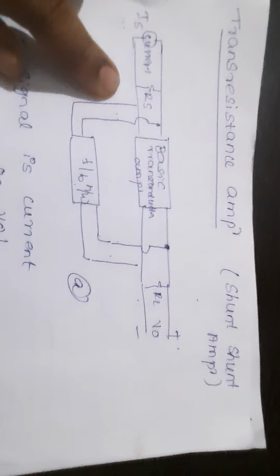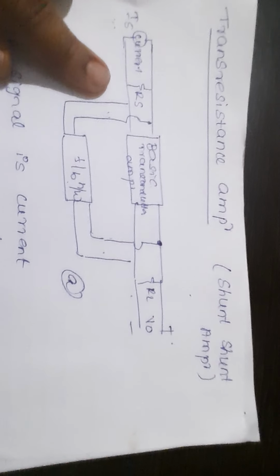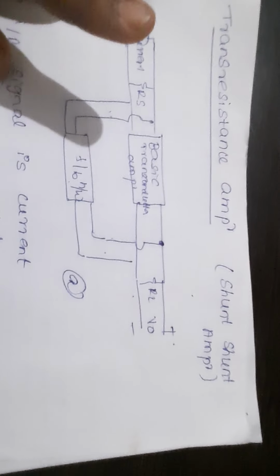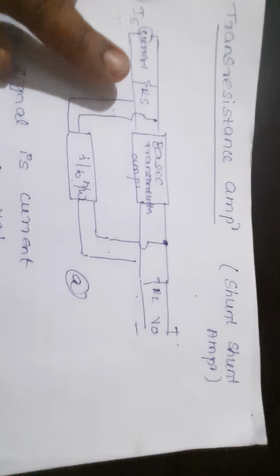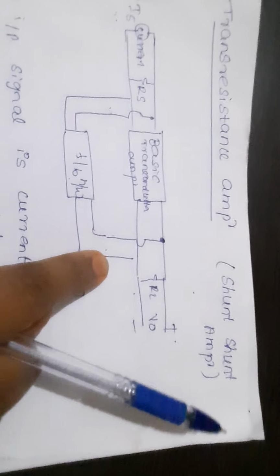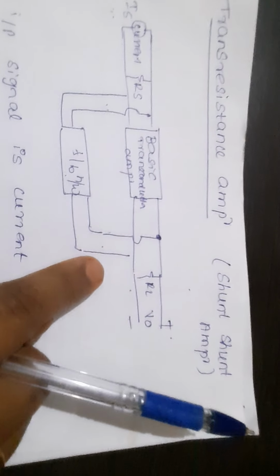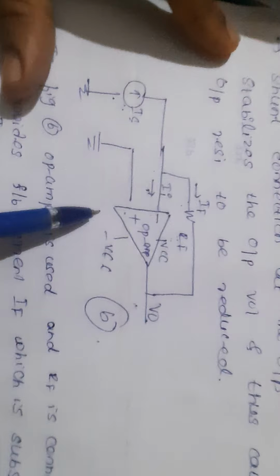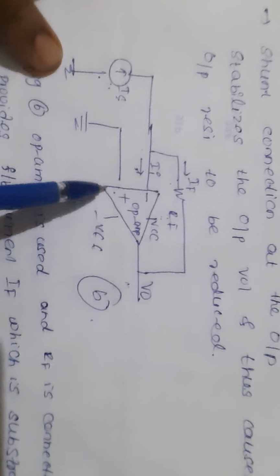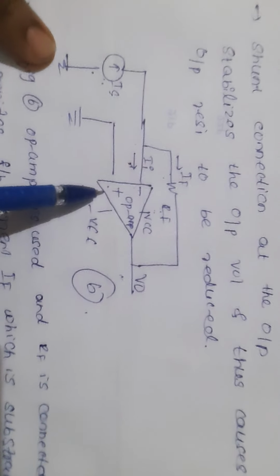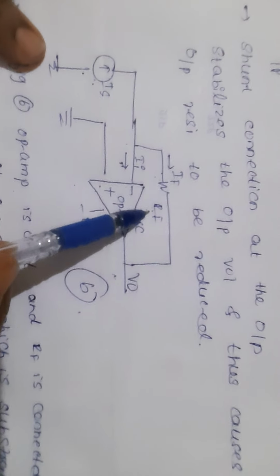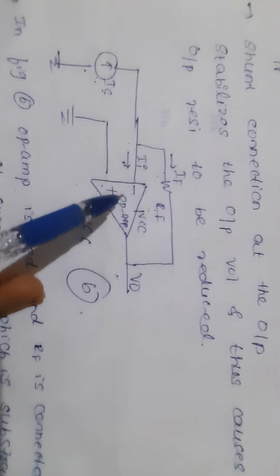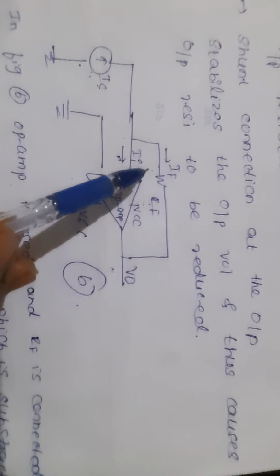Since we have used a shunt connection at the input, the input resistance is small. Similarly, we have used the shunt connection at the output, so the output resistance is also small. The same thing is drawn in terms of the circuit diagram this way, where IS is given to the inverting terminal, the non-inverting terminal is grounded, and RF provides the feedback path.